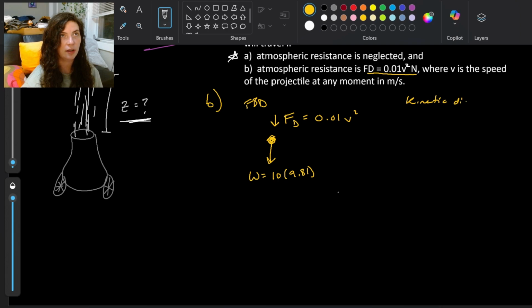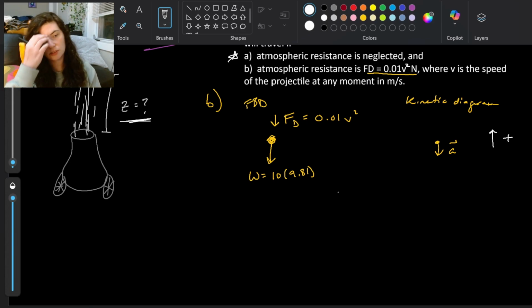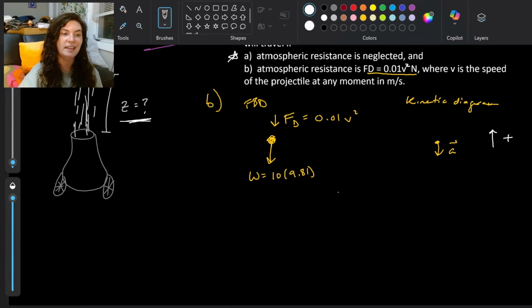Our kinetic diagram, we can draw it either way now. We know for a fact that our acceleration is going in the negative direction, but bear in mind we're going to keep up as positive convention. So now if I go to do my equations of motion, this actually kind of matters. Right, when I go to do my sum of forces in the z direction equals mass times the acceleration.